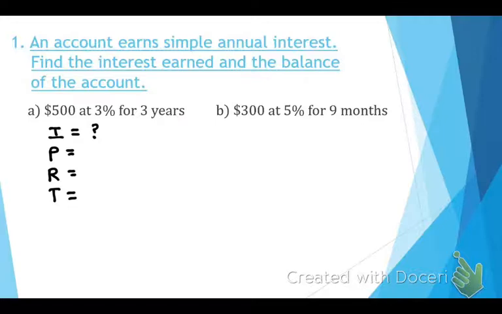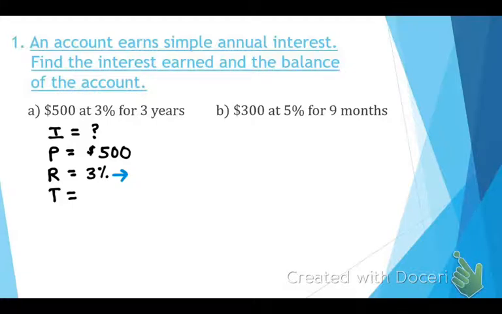$500, okay? Because that's our starting amount. We know we started with $500. The rate. Do we know what the rate is? Yes. What is it? 3%. Now, if you remember, we said the rate has to be changed to a what? Decimal. A decimal. What would 3% be as a decimal?